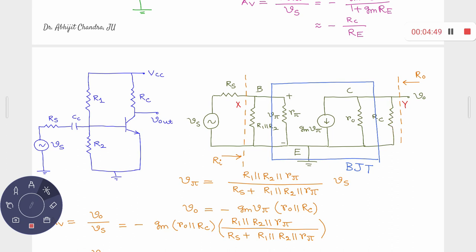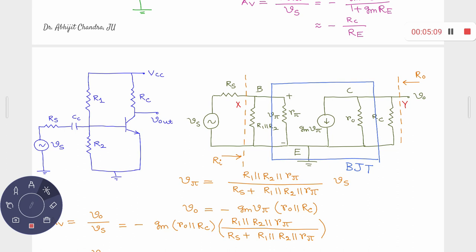Right? And then since we are just neglecting the effect of the capacitor, but you know what the impact of this capacitor is. You need to connect the capacitor. Someone was asking why a capacitor is important here, the coupling capacitor. And for the time being, let's assume that at the signal frequency, this capacitor is acting as a short circuit.